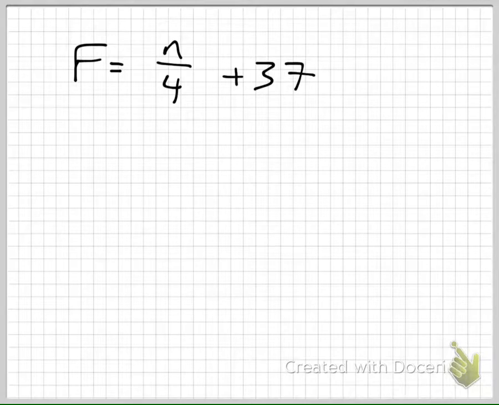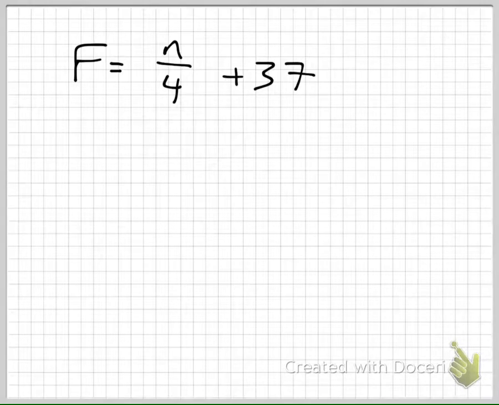Make sense? Now, here's the deal. What does F stand for? F is the temperature in Fahrenheit, and N is the number of chirps in a minute. Now here's the question. It says, estimate the temperature when a cricket chirps 100 times in a minute. So we're watching.